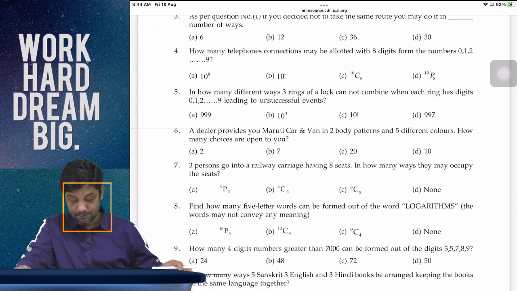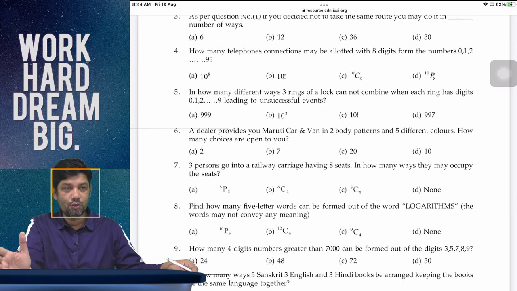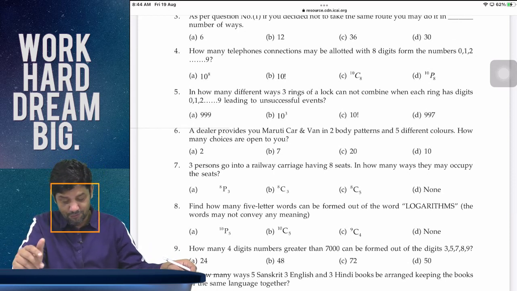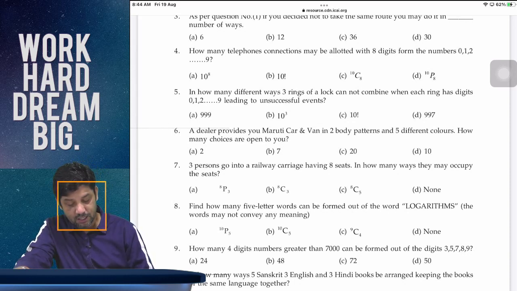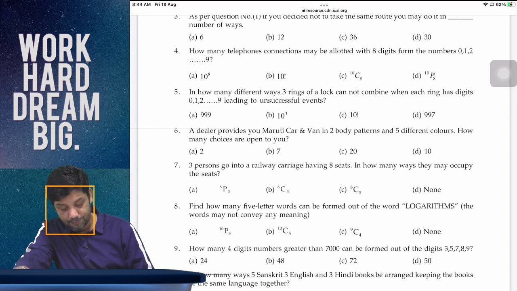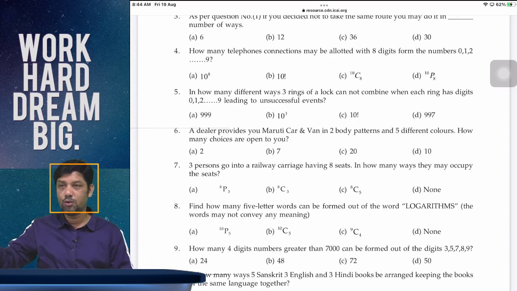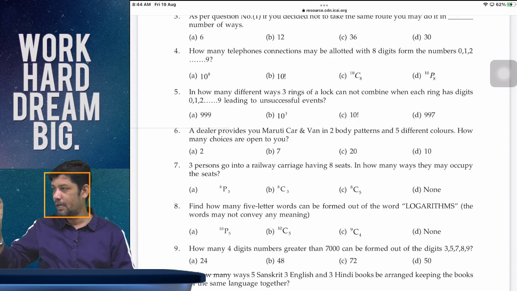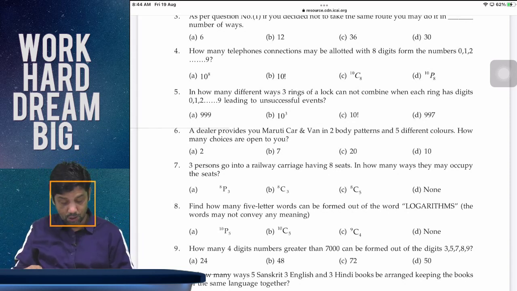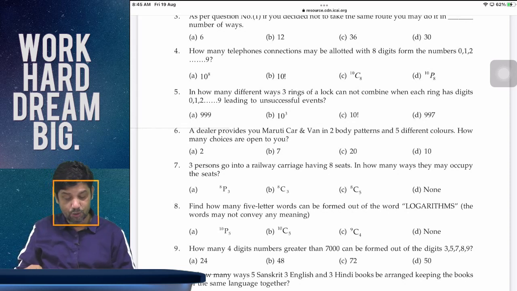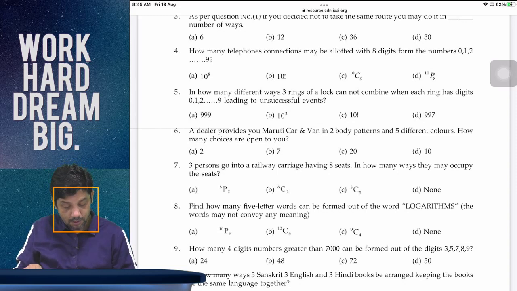Let me come to the fourth one, which is not a digit problem. How many telephone connections may be allotted with the 8 digits from 0 to 9? How many telephone numbers can be allotted? Now, what exactly is the answer going to be? 10 raised to 8.